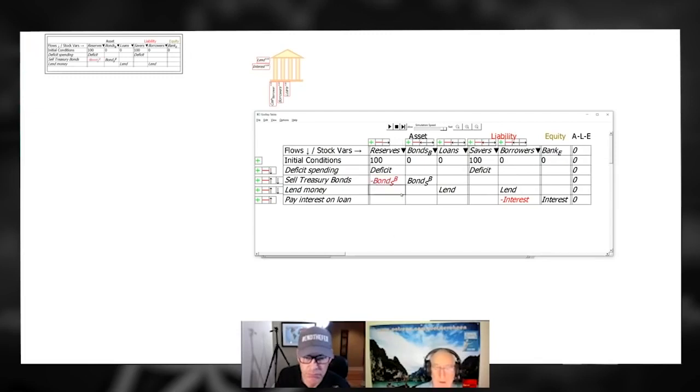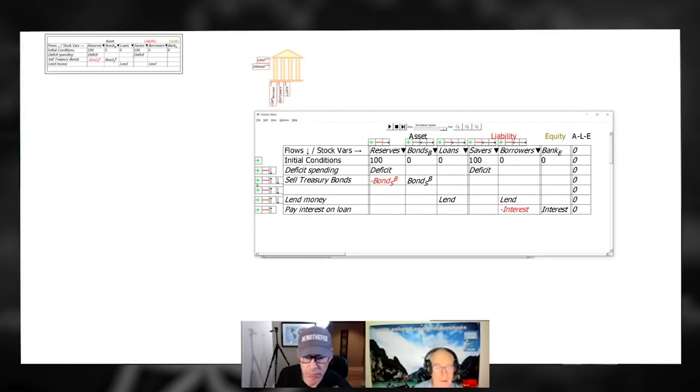So what you've got there is the selling of the treasury bonds is an asset swap. That is occurring on the asset side of the banking sector. So the deficit itself increases the liability of the banking sector. The deficit itself therefore creates money. There's no need for the central bank to come in and do anything.